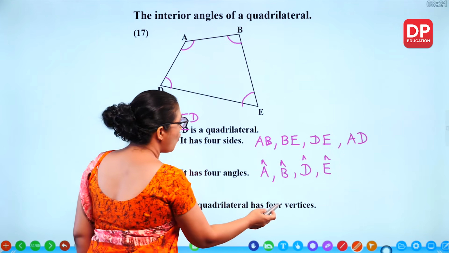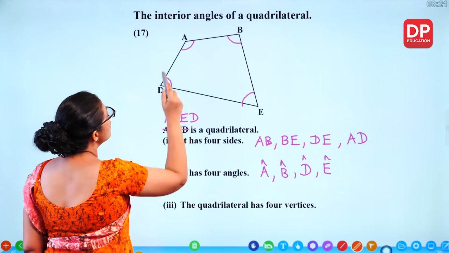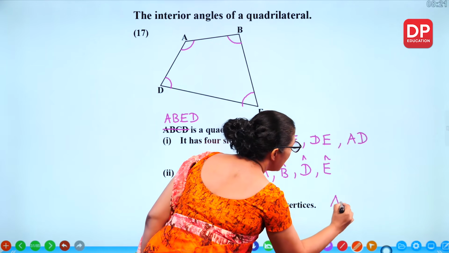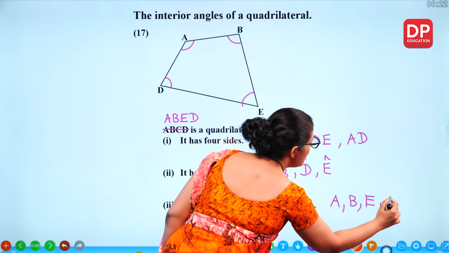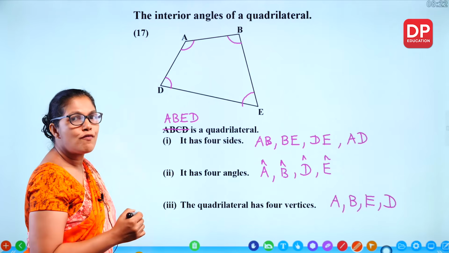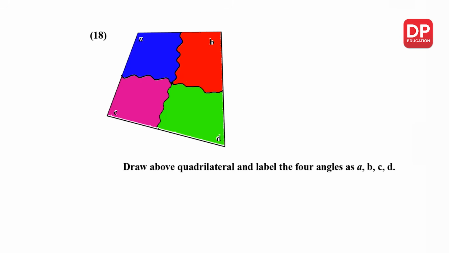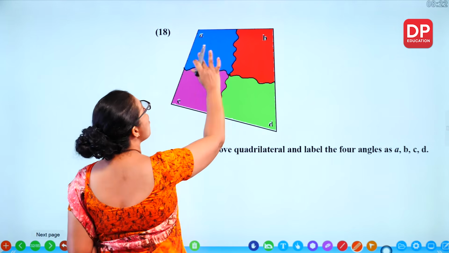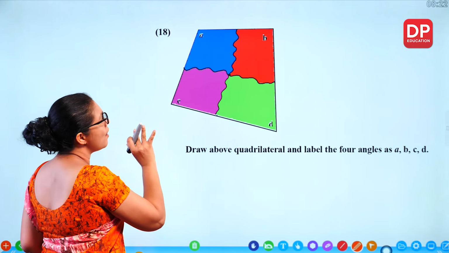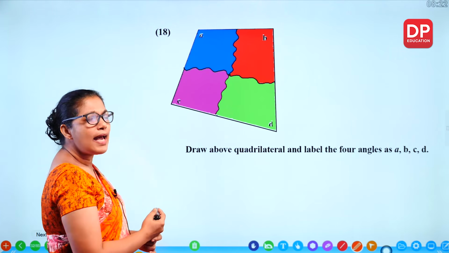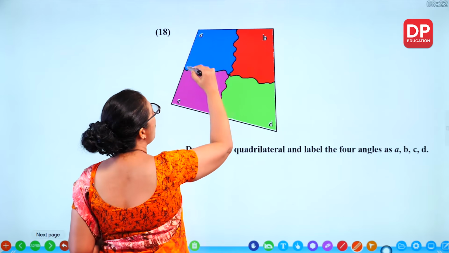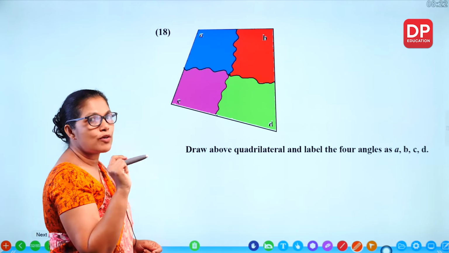So what are the four vertices? The vertices are A, B, E, D. A, B, E, D are the four vertices. Now we'll look at the relationship between the four interior angles in a quadrilateral. So what you can do is draw any quadrilateral, a four-sided polygon, and then label the four angles as A, B, C, D and then cut it. So you can cut all four angles and see what will happen.